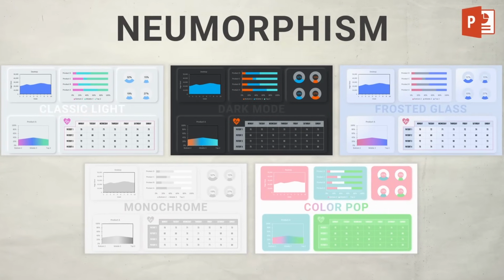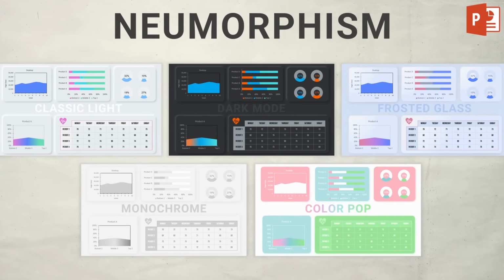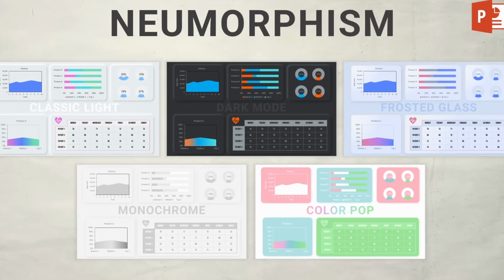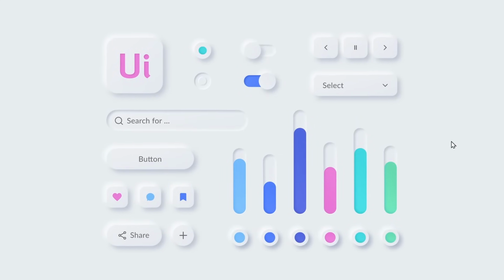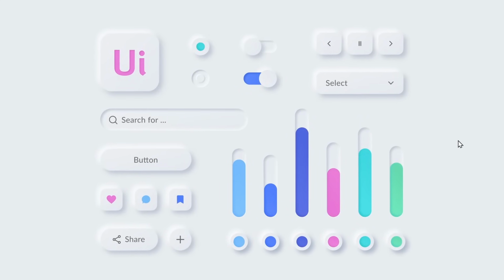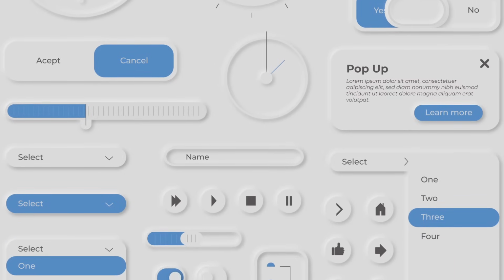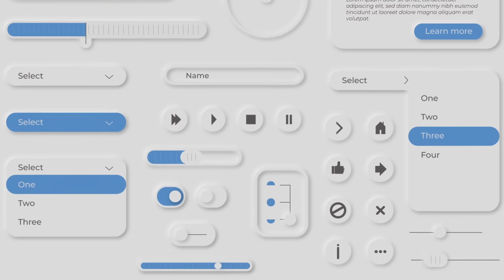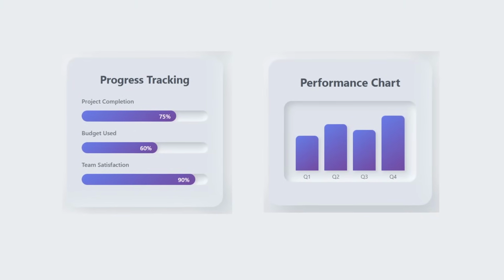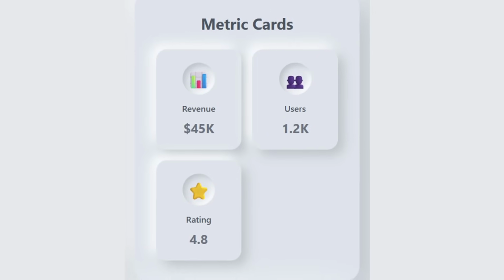Neumorphism, also known as soft UI, is a design style that blends realism with minimalism. It mimics the look of physical surfaces using subtle shadows, highlights, and depth, creating a tactile, almost touchable interface. Think of buttons that feel like they are molded into the slide, charts that gently rise off the canvas, and dashboards that look clean but dimensional.